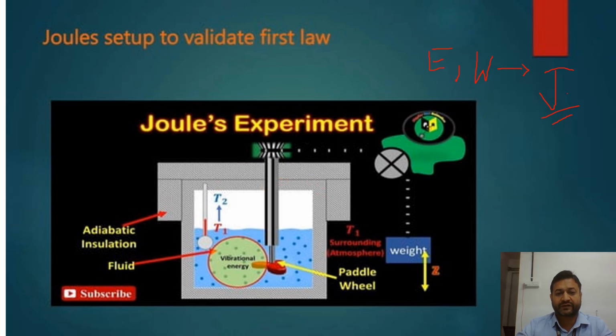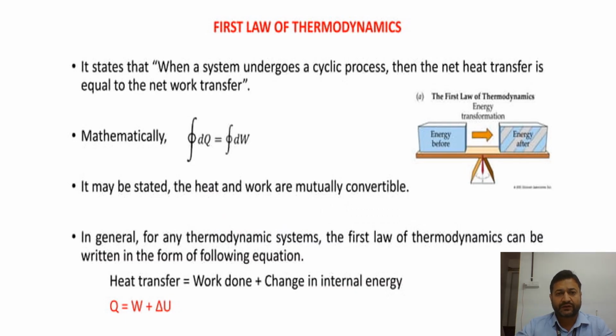The same setup, he did a number of experiments, 1000 times, 2000 times, and finally he obtained some results. Those results we are going to study in the first law. So the first law result after Joule's experiment is what we will go through now. He concluded two types of result. First, this setup gives a result known as the cyclical integral of del Q is equal to the cyclical integral of dW.